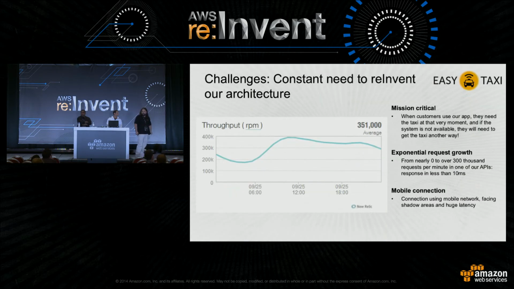So that's the challenge that we faced. Our app is really mission critical. It's one of the most mission critical apps ever. When a customer wants a taxi, when he uses our app, he needs a taxi at that very moment. He's not going to wait. He cannot hold. If our app is unavailable, or if we don't find a taxi for him, even if it's available, he would have to get a taxi some other way. You have to go to the street, and you have to call some company.